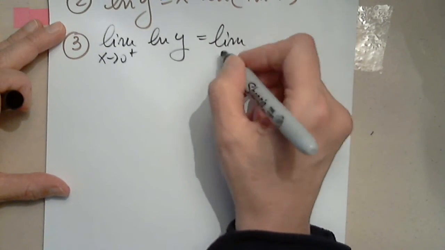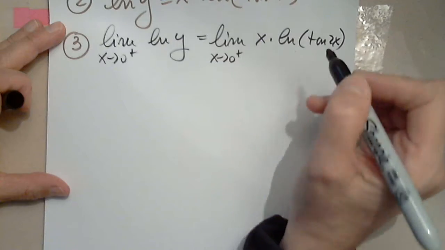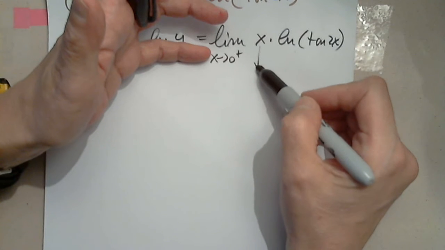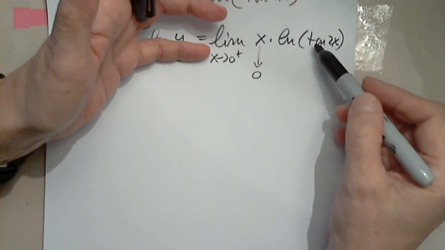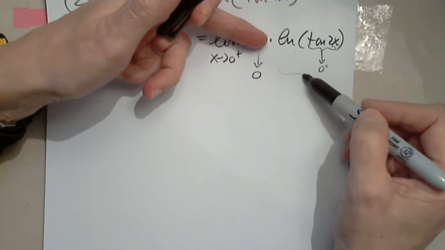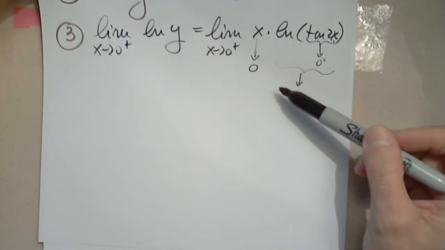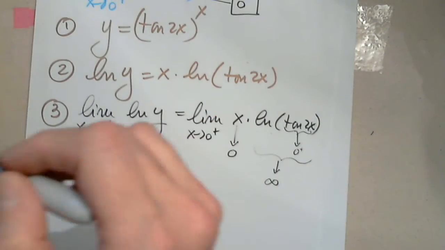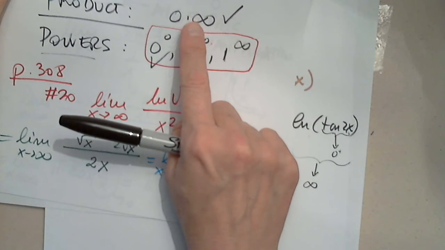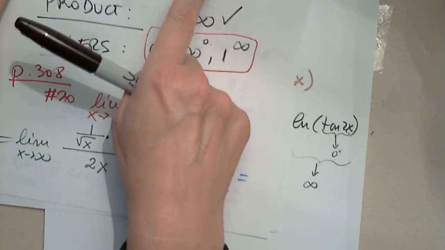So I apply limit to the other side. So this is x times natural log of tangent 2x. I have to test again. This approaches 0. When this approaches 0 from the right, then natural log approaches infinity. Or negative infinity, it's not important. Still 0 times infinity. So I changed, which is a great step forward. I managed to change this into this. And I know that this one only requires an algebraic manipulation to get into one of these two.